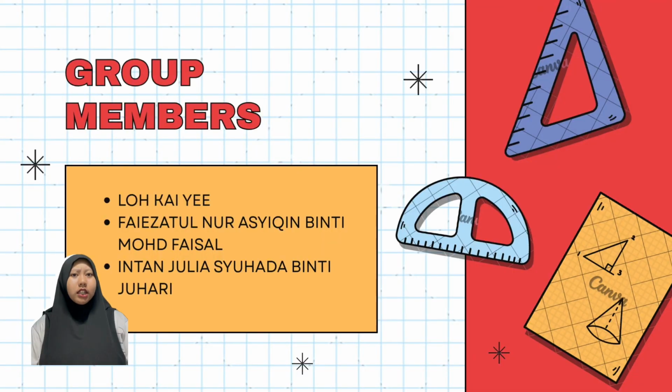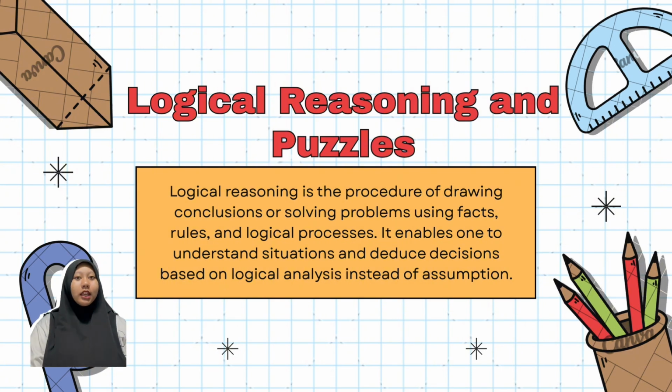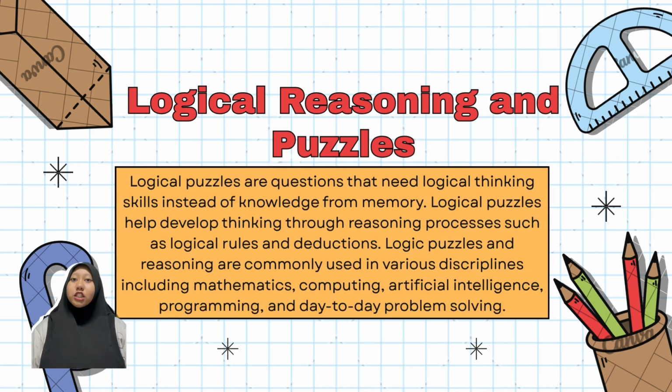What is logical reasoning and puzzles? Logical reasoning is the process of drawing conclusions or solving problems using facts, rules, and logical processes. It enables one to understand situations and make deductions based on logical analysis instead of assumptions. Logical puzzles are problems that need logical thinking skills instead of knowledge from memory. Logical puzzles help develop the reasoning process used in logical rules and deductions.